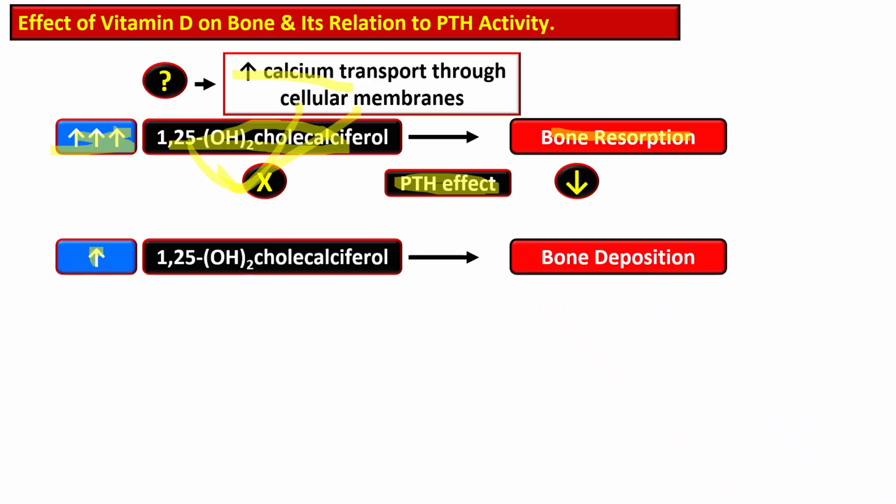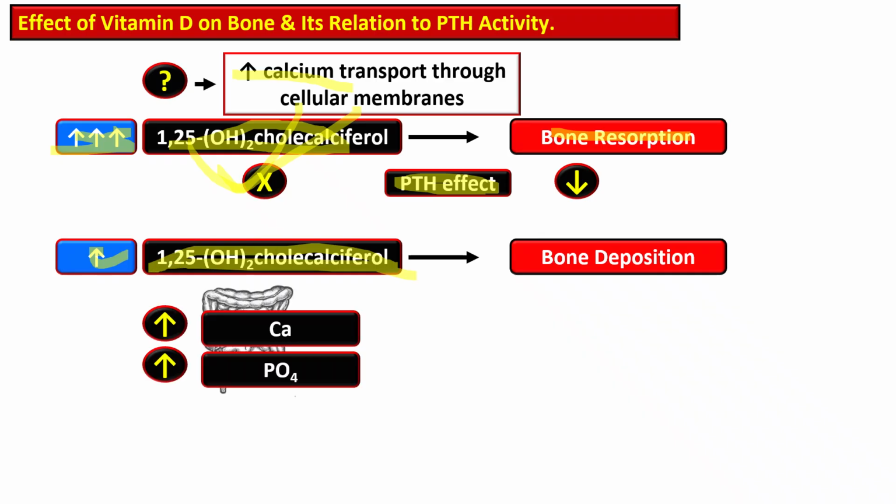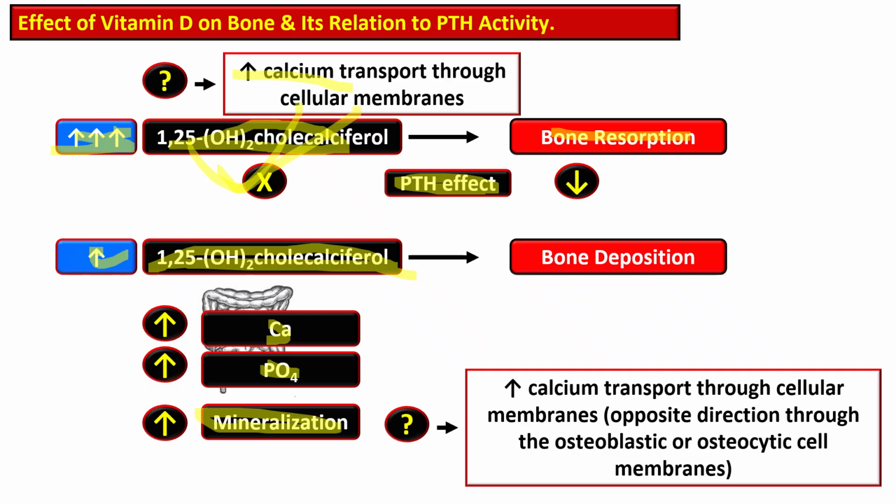In physiological limits, the vitamin D or 1,25-hydroxycholecalciferol causes bone deposition because there is increased calcium and phosphate absorption, and there is also mineralization increased. And this is due to increased calcium transport to the cellular membrane of the osteoblast.